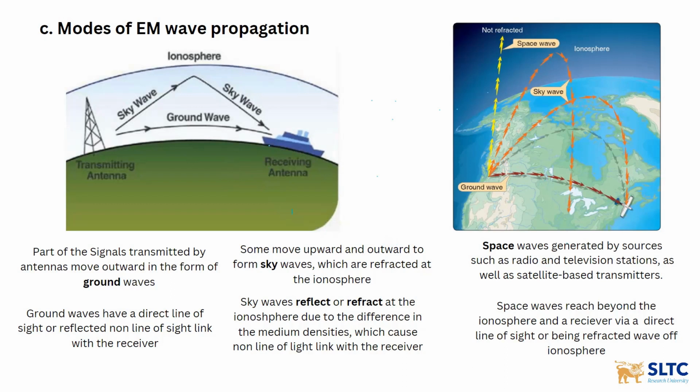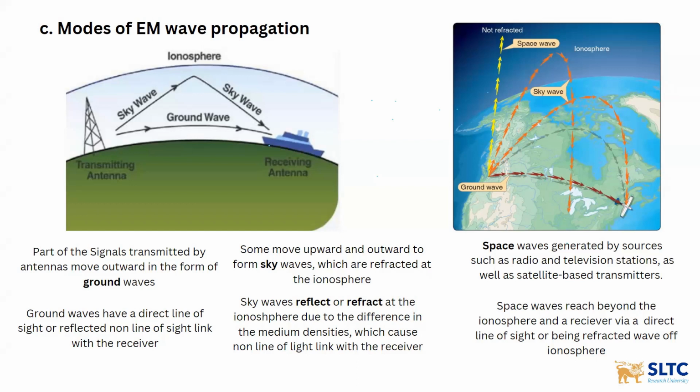So there are three types of waves. We call them ground waves, sky waves, and space waves. When we talk about microwave communications, we are talking mainly about ground waves and space waves, right? In the ground wave, when we are doing gigahertz range communications, we call that microwave communications. Line of sight gigahertz communications are known as microwave communications.